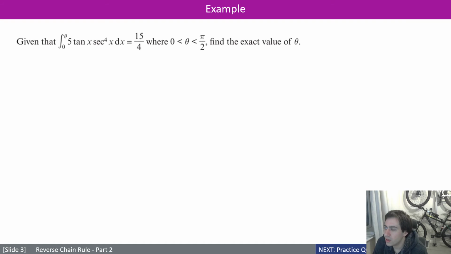Let's look at one more example. Okay, so then let's look at this one. So this is the first time we're doing a definite integral, which doesn't really change the problem too much. So let's focus first on just that expression, 5 tan x sec to the 4x.